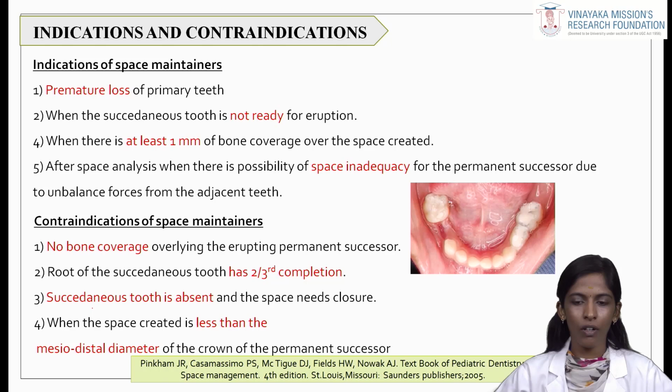Next comes indications and contraindications. Indications include premature loss of primary teeth when the succedaneous tooth is not ready for eruption and when there is at least 1 mm of bone coverage over the space created. Next is after space analysis, when there is possibility of space inadequacy for the permanent successor due to unbalanced force from the adjacent teeth. Contraindications include no bone coverage overlying the erupting permanent successors, root of the succedaneous tooth having about 2/3 completion, succedaneous tooth being absent and the space needing closure, and when the space created is less than the mesiodistal diameter of the crown of the permanent successors.